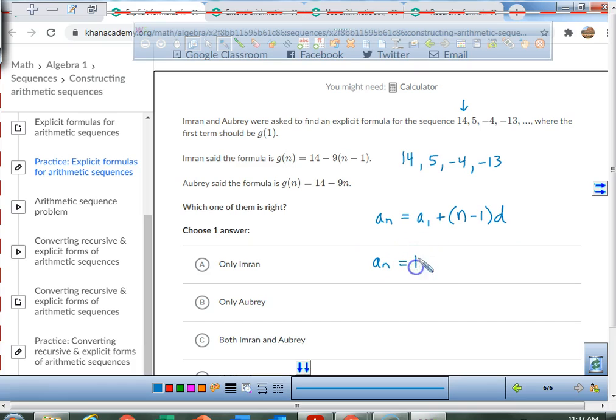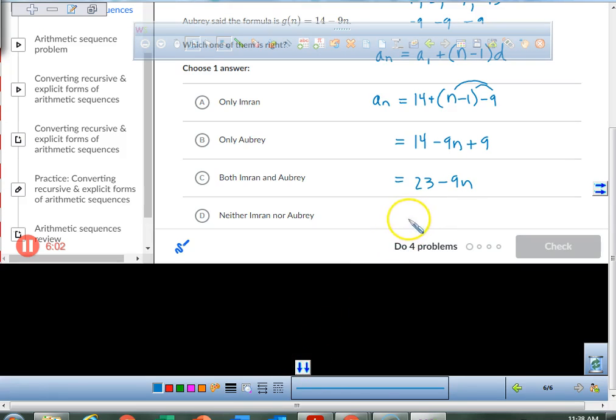Our very first term is the number 14. I'm going to put plus (n minus 1). Let's figure out the common difference. Is it going up or is it going down? It looks like it's going down by 9, down by 9, down by 9. So I'm going to put a minus 9 right there. Let's work this out. 14, if I distribute that negative 9 to both of those, I get negative 9n plus 9, because a negative times a negative is a positive. So it looks like I get 23 minus 9n, also known as negative 9n plus 23.